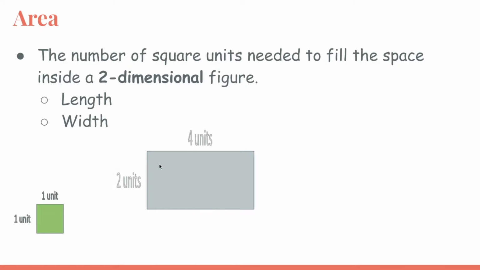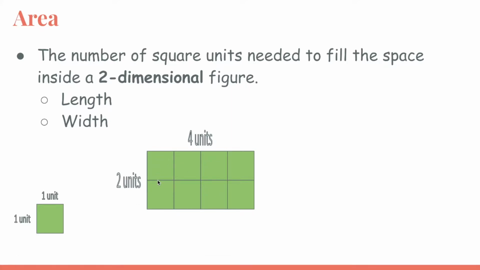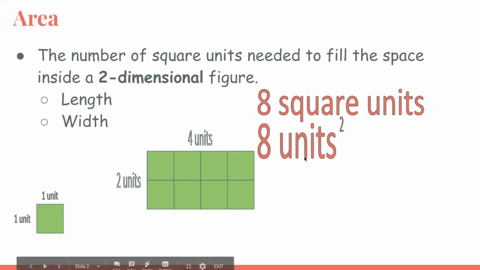So if it's 4 units going this way and 2 units going this way, that means I'd be able to fit 8 of these guys in here. 1, 2, 3, 4, 5, 6, 7, 8. 8 square units. So that would be the area of this rectangle right here. 8 square units, or you can also write it as 8 units squared. And it's a 2 because we have 2 dimensions. We have length and width. So it's just 2. 8 units to the 2nd power.